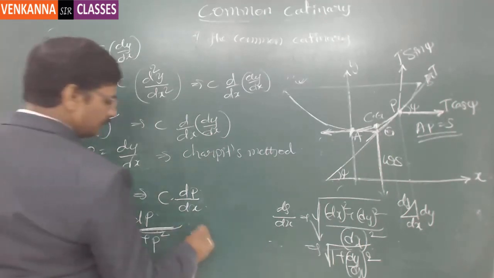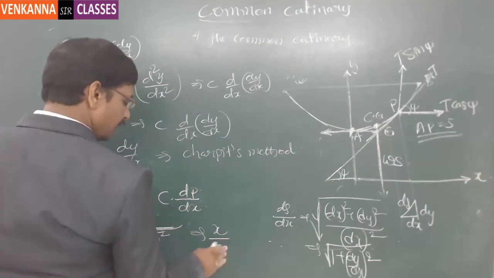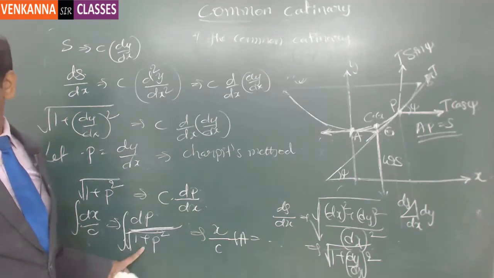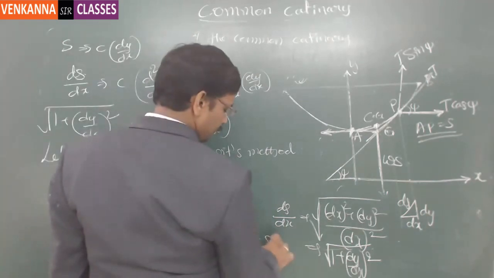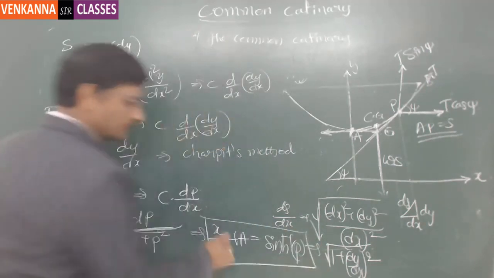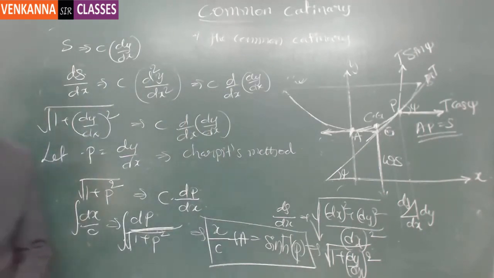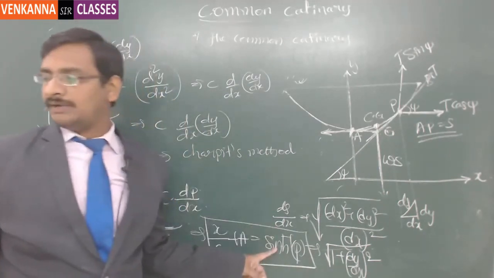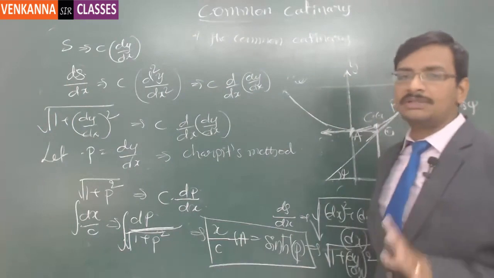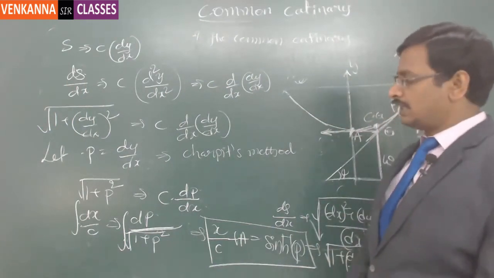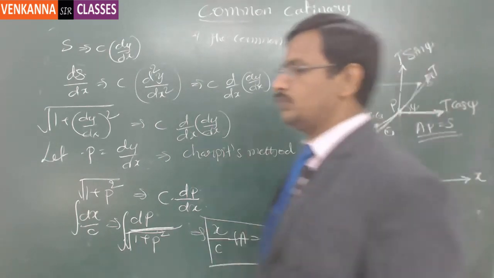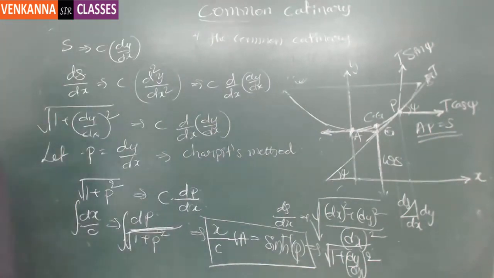So here, if you simplify this, x by c plus a is equal to the integral of 1 by square root of 1 plus p square. This integral is sinh inverse of p. So this is the differential equation solution. Got it? So you note down this. This is not the end. The Cartesian equation of the common catenary is nothing but the relation between x and y. Here we have introduced p, where p is equal to dy by dx. That also needs to be eliminated. So first you note down this, we are going to do that. Done?